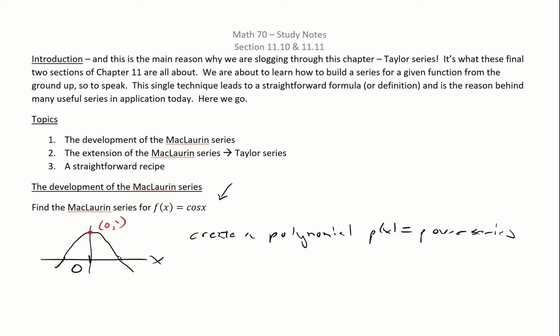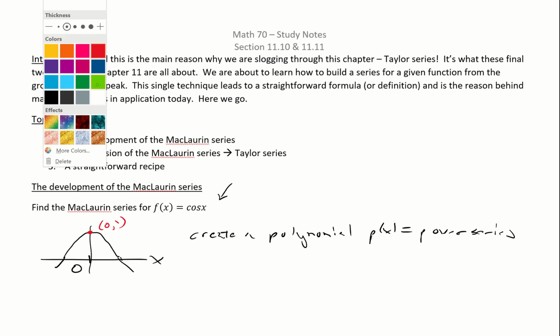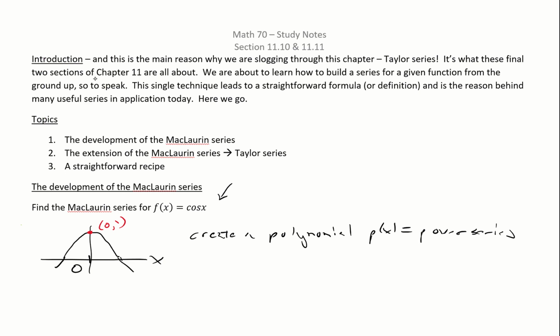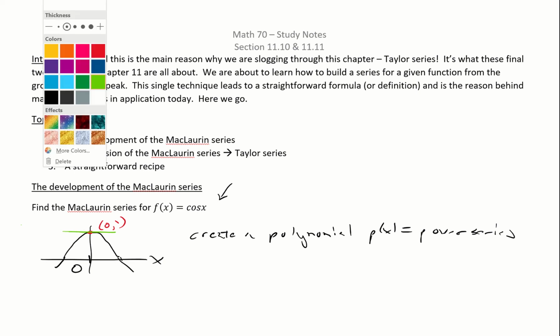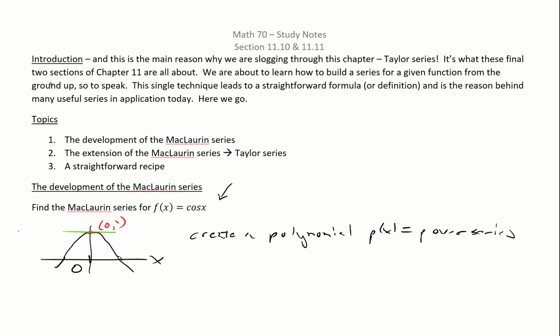Cosine of 0 is 1, okay? But then we're going to force this guy to have the same tangent value, which is, in this case, 0, right? The slope of the tangent, 0. And then, no more and then, right? And then we're going to have it also have the same concavity. So we're going to build a polynomial that way.